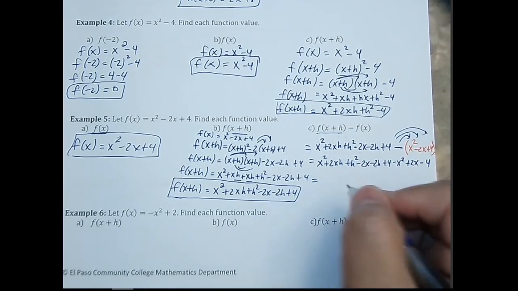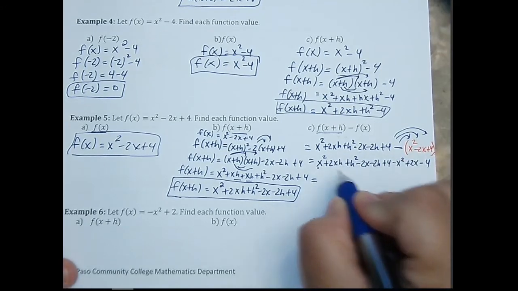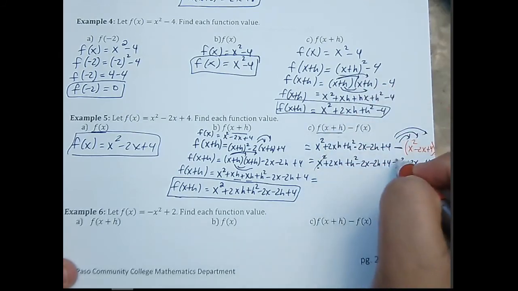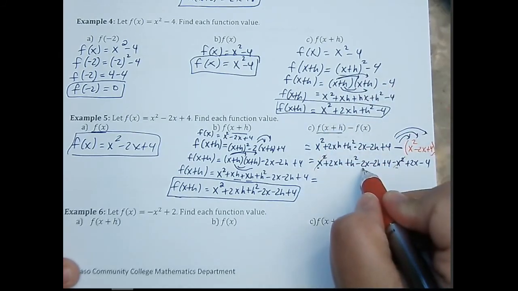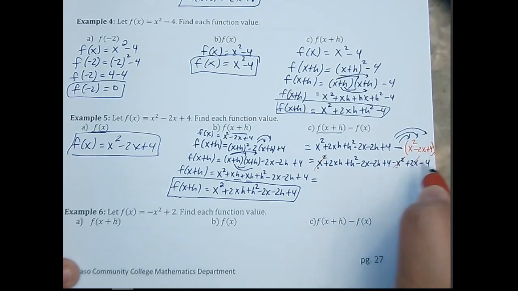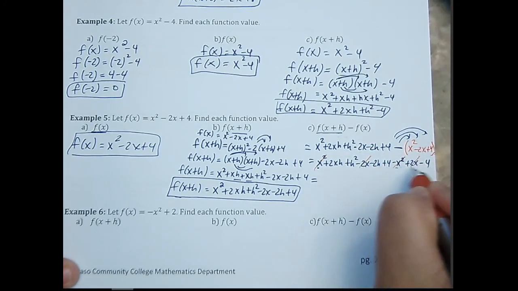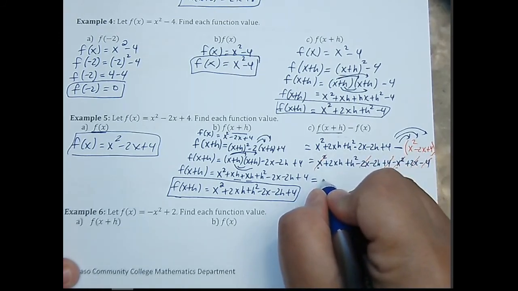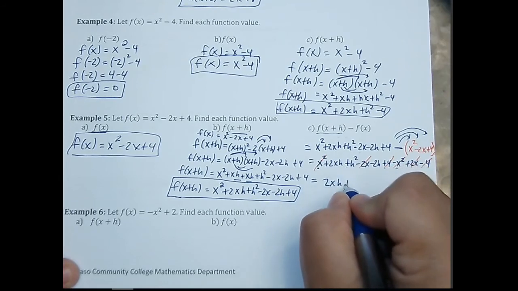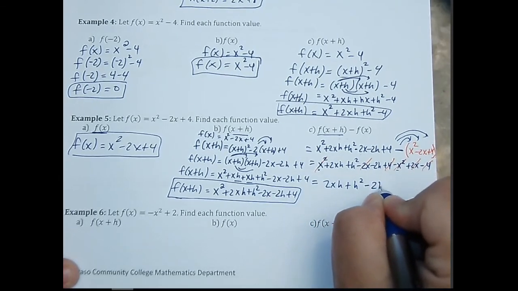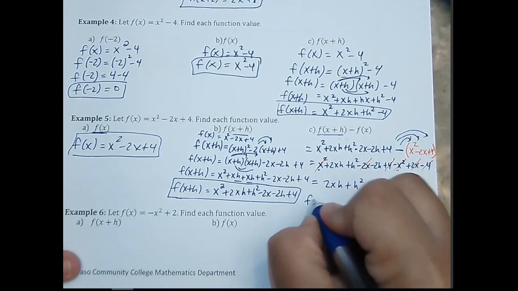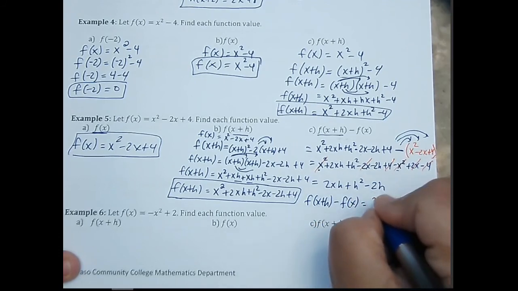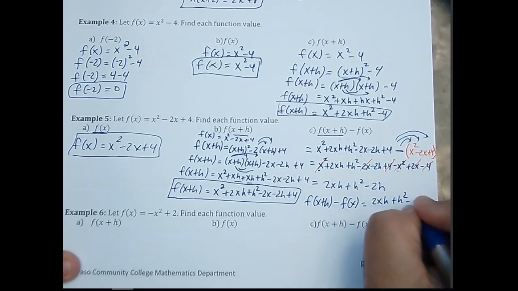We want to see if we have any like terms. So notice I have a positive x squared and a negative x squared. So those are going to become 0, or we say we cancel them. We have a negative 2x and a positive 2x, so I'm going to cancel those. And positive 4 and negative 4 is 0, so I'm going to cancel those. So the only thing we have left is 2xh plus h squared minus 2h. So my answer when I take f of x plus h minus f of x is equal to 2xh plus h squared minus 2h.